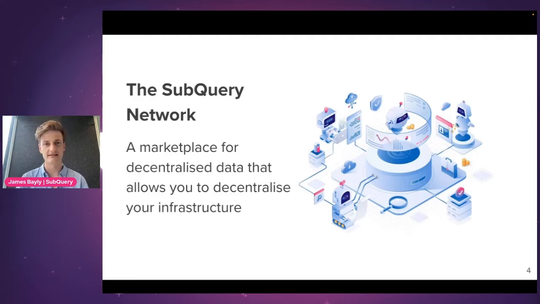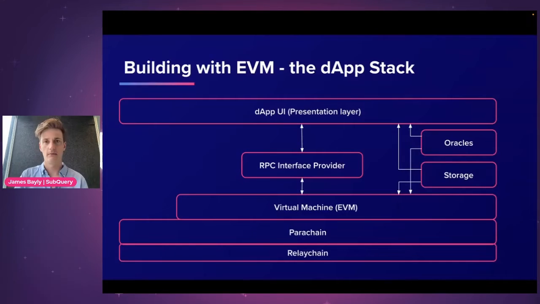So SubQuery Network is a marketplace for decentralized data and allows you to decentralize your infrastructure. Our dream is to decentralize the data pipelines that are required to build a lot of these applications. And when you're building a dApp or a network on Moonbeam or any other EVM network, your architecture stack looks something like this. You might have a UI or a presentation layer.